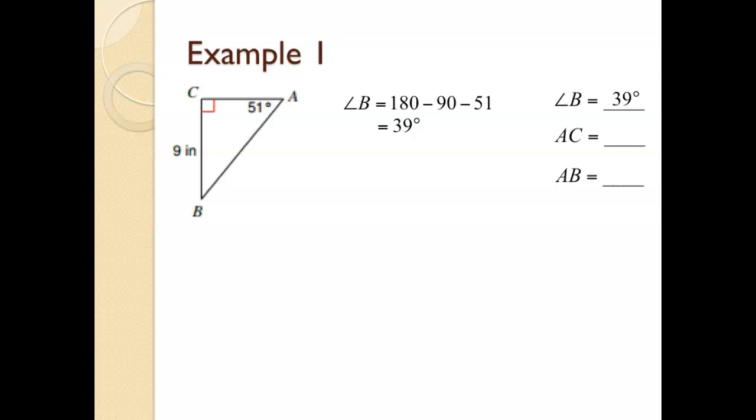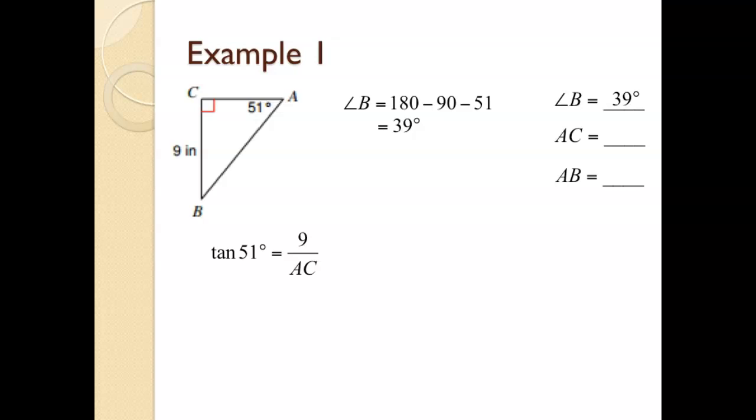Next, let's find AC. Now AC is the leg that is adjacent to the 51 degree angle. BC is the leg that is opposite the 51 degree angle. Since we're looking at the opposite and adjacent legs, we'll want to use the tangent ratio. So tangent of 51 degrees is equal to 9 over AC. When you use trigonometry to solve, you want to make sure you're using an acute angle. We would never use angle C, that right angle there, to write a trig ratio.